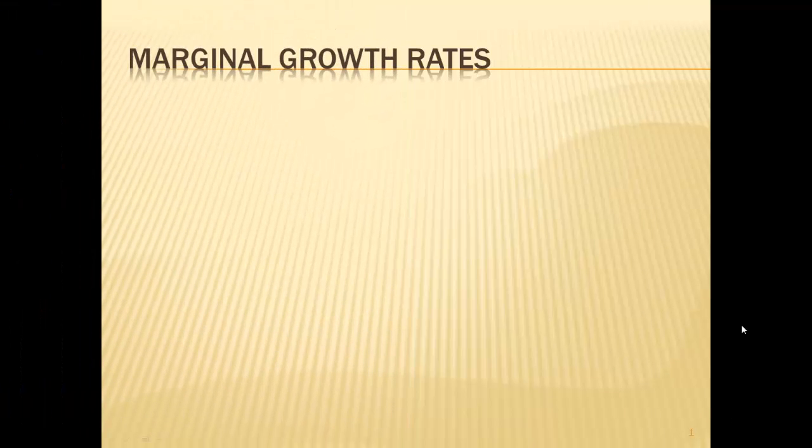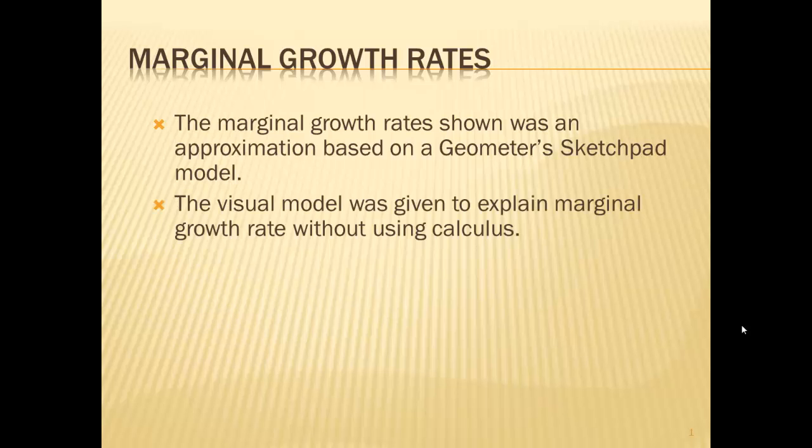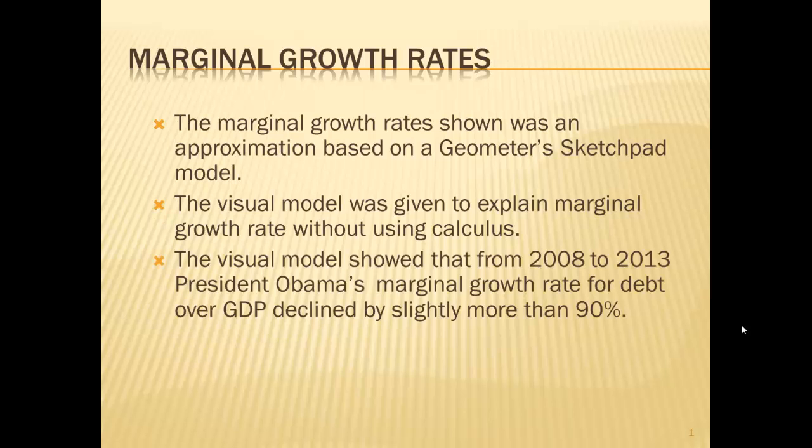Okay, let's sum up. But before we get to the conclusions, let's take a little closer look at marginal growth rates. The marginal growth rates that was shown earlier in the dynamic model was really an approximation based on a Geometer's Sketchpad model. And the visual model was used so we wouldn't have to explain marginal growth rates using calculus. The visual model showed that from 2008 to 2013, President Obama's marginal growth rate for the debt over GDP ratio declined by slightly more than 90%.